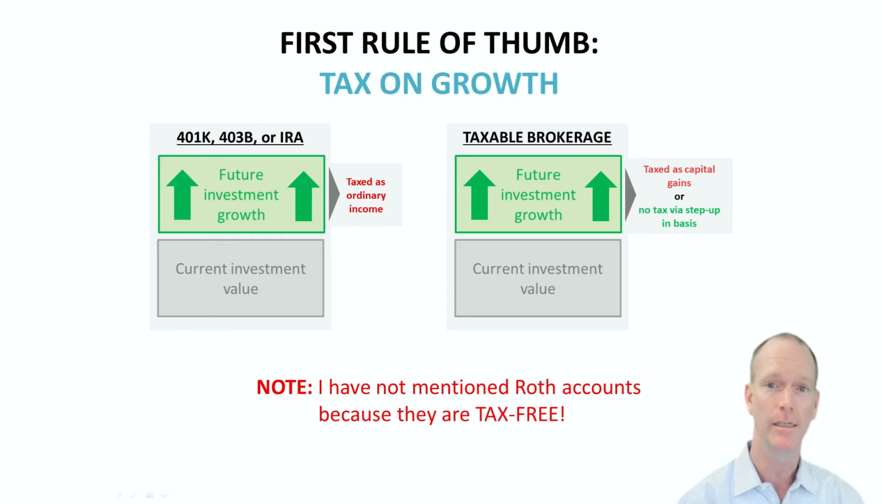And lastly, this rule of thumb says that the last place we want to put higher growth assets is inside of our tax deferred accounts where that growth is ultimately taxed as ordinary income.